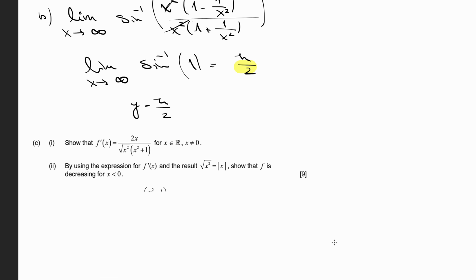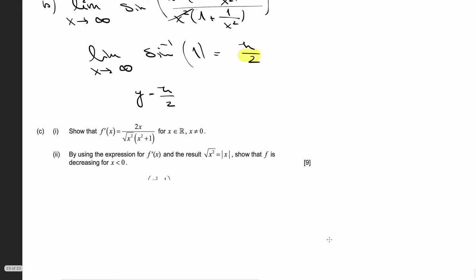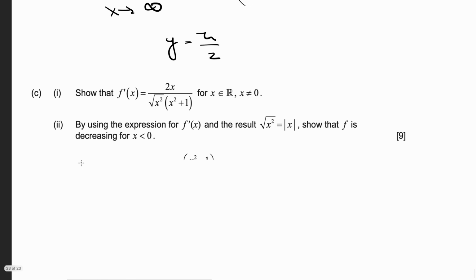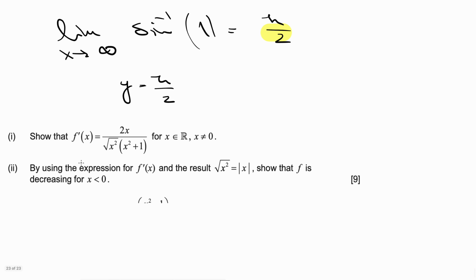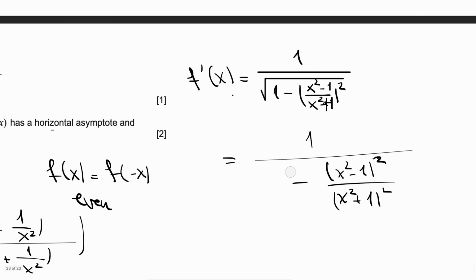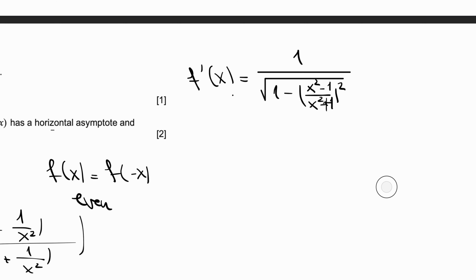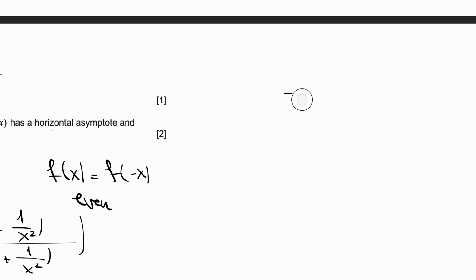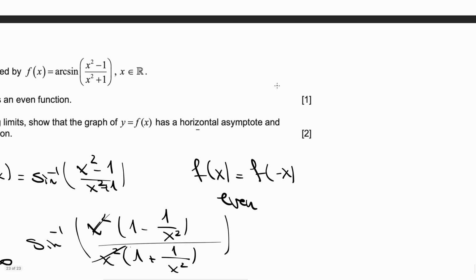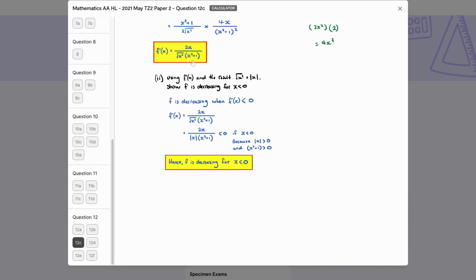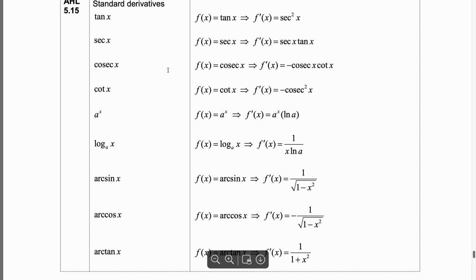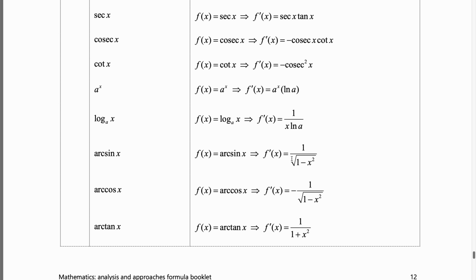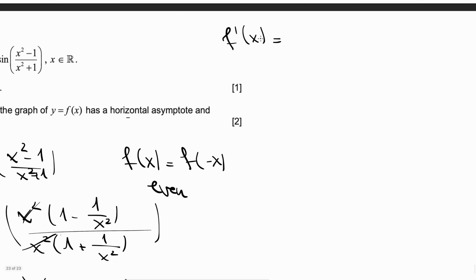Part C of question number 12. So we're asked to show that f prime of x is equal to 2x. Alright, fine. So I'll write that right here because I need space and I need to look at f of x as well. So f of x is equal to arc sine of x squared minus 1 over x squared plus 1. So from our data booklet, we know the derivative of arc sine is 1 over radical 1 minus x squared.